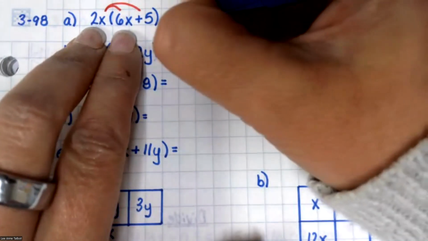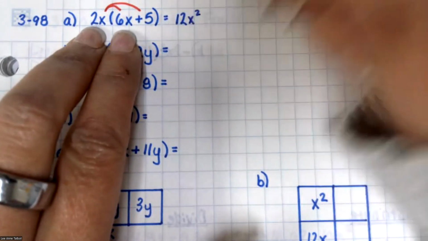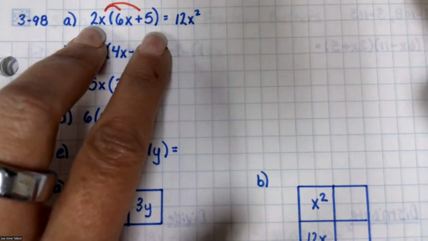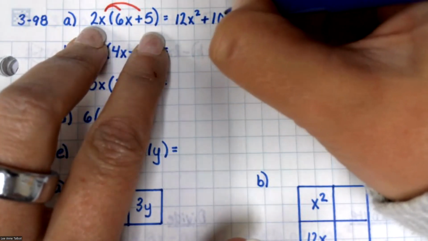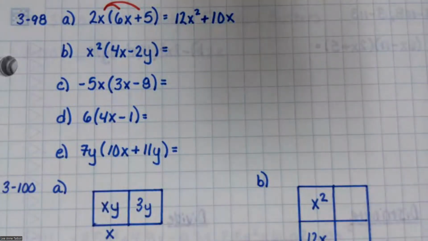2x times 6x, as we said, is 12x squared. And then 2x times positive 5 is positive 10x. That's the same answer you would get from the box, just a little bit faster. But if you're not sure, just make the box, it's okay.